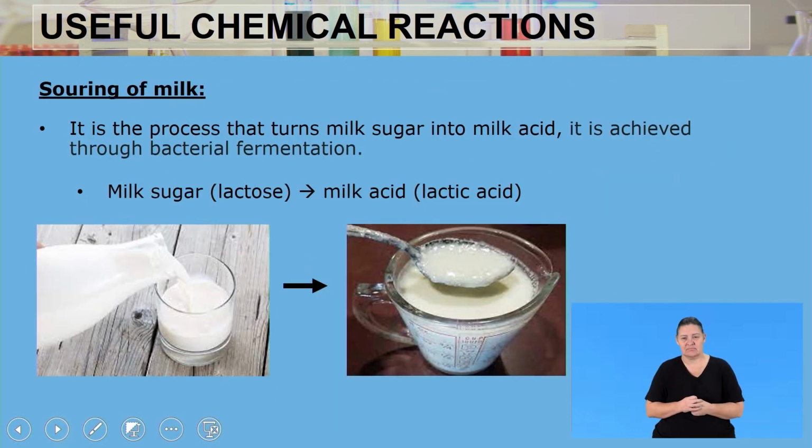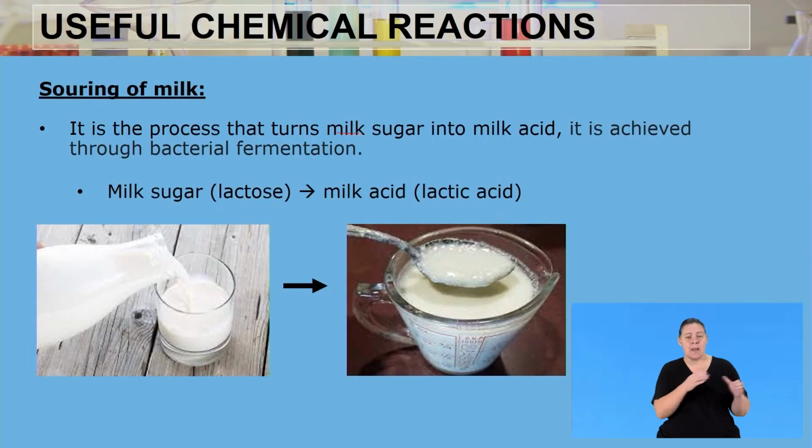Now, the souring of milk, how does that happen? What do they use and how is it formed? This is a process that turns milk sugar into milk acid. They achieve this reaction by making use of bacteria for the fermentation process. They take that milk sugar with the bacteria in it, and it forms milk acid, which is known as lactic acid.